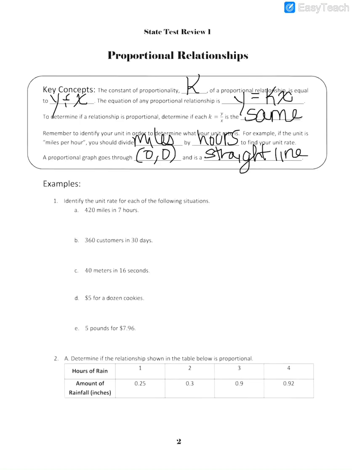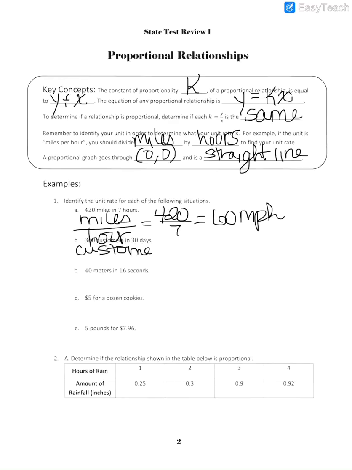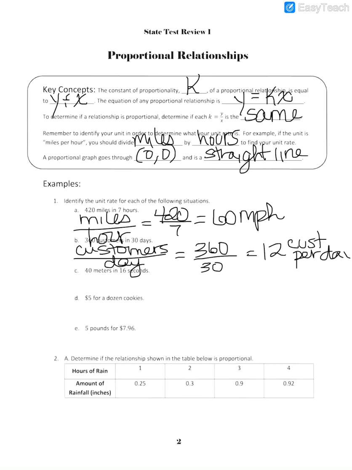Number 1A, 420 miles in 7 hours. We want miles per hour. So that gives us 420 divided by 7, which is 60 miles per hour. Okay, letter B, 360 customers in 30 days. We want customers per day. So we're going to divide 360 by 30, which is 12 customers per day.